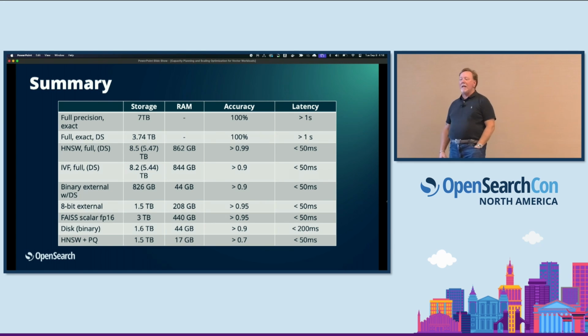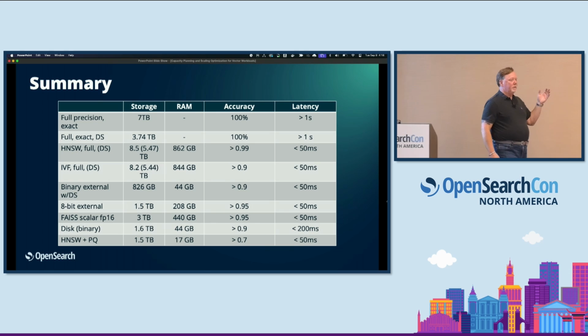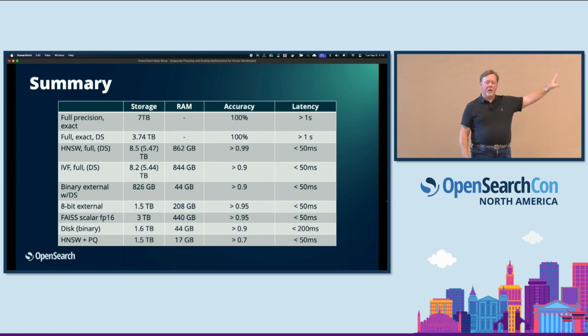Okay, so we talked about a lot of different ways of storing, quantizing, product quantizing your vectors to get various deployment shapes. The full precision exact is what's going to give you exact matching, 100% accurate at full precision, but the latency is going to suffer there, right? You're going to have greater than a second of latency, certainly at 125 million vectors. A brute force algorithm is really going to be slow. If we use full precision vectors with exact search and derived source, that drops us down in terms of storage. Accuracy remains the same, latency remains the same.